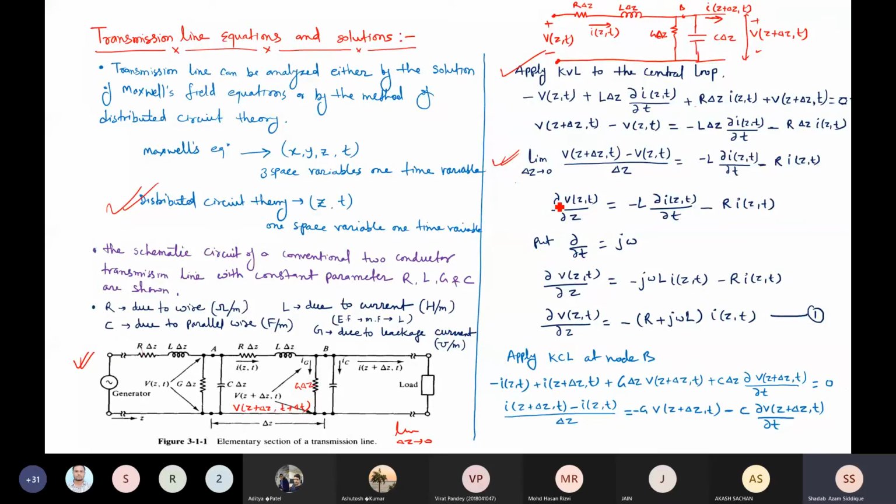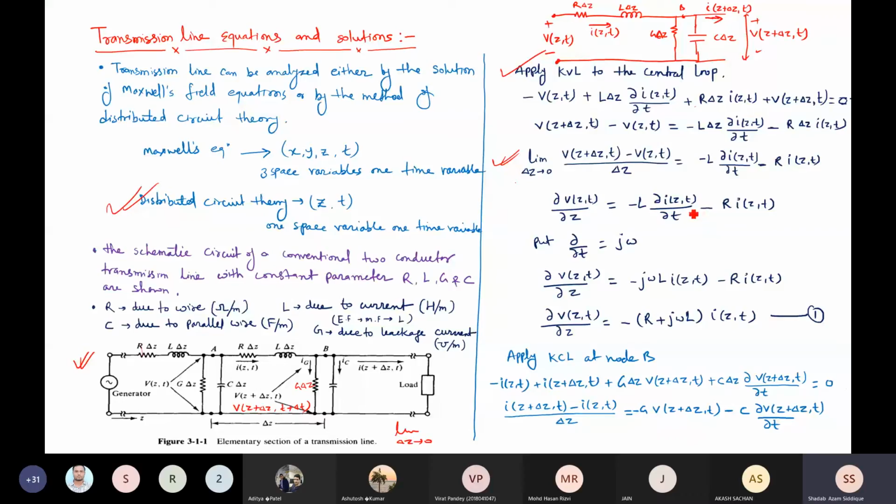So we have written partial differentiation. Why is it partial differentiation? Because we have two variables, and it is in terms of delta Z, so we should write partial differentiation with respect to Z. So this will become del upon del Z of V(z, t), or del V(z, t) divided by del Z, which is equal to minus L del I(z, t) divided by del t minus R I(z, t).